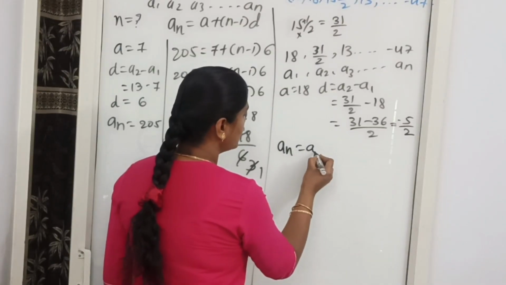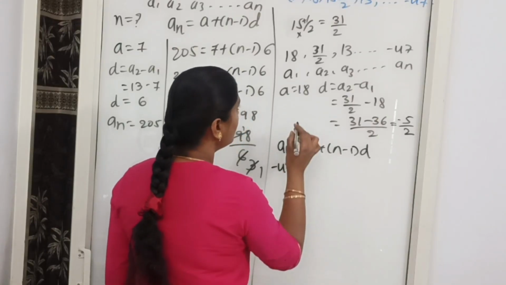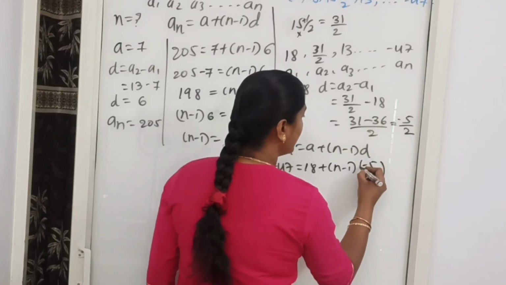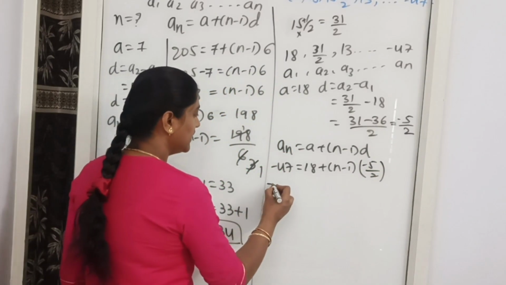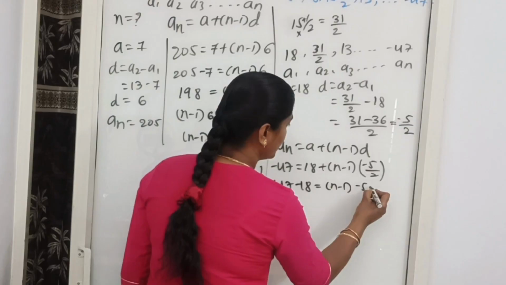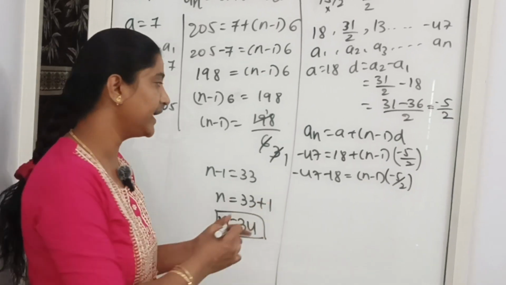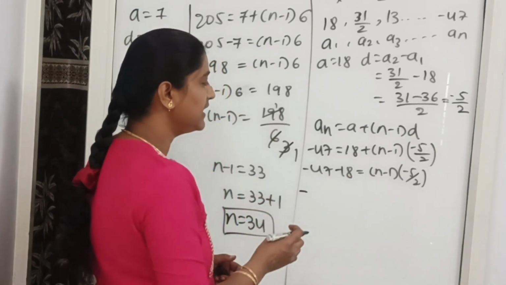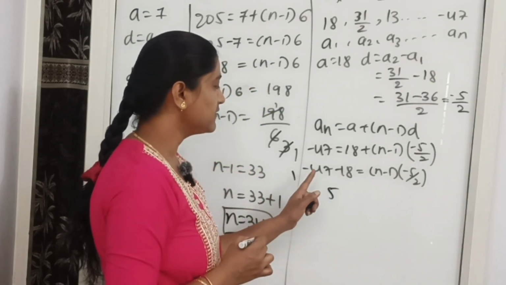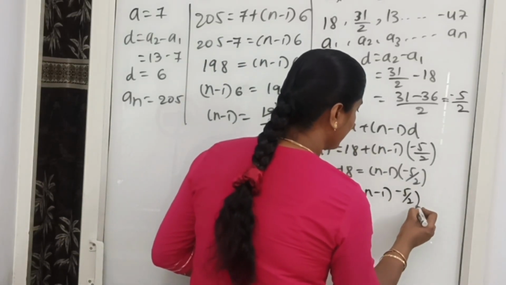Apply the formula AN is equal to A plus N minus 1 into D. AN is minus 47 and A is 18 plus N minus 1 into D, which is minus 5 by 2. So here transpose 18 to this side, minus 18, it will become N minus 1 into 5 by 2. See, both are negative. What we have to do? Keep the negative sign and add them. 5 plus 7 is nothing but 15, 1 is the carry and 1 plus 4 is 5. 5 plus 1 is 6 into N minus 1 minus 5 by 2.